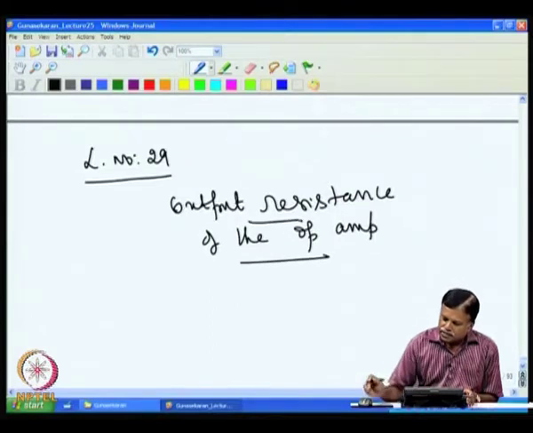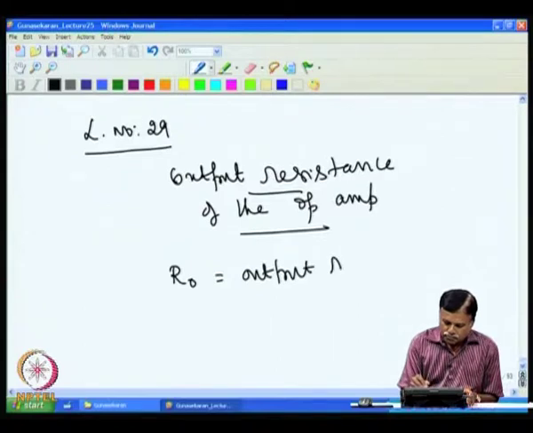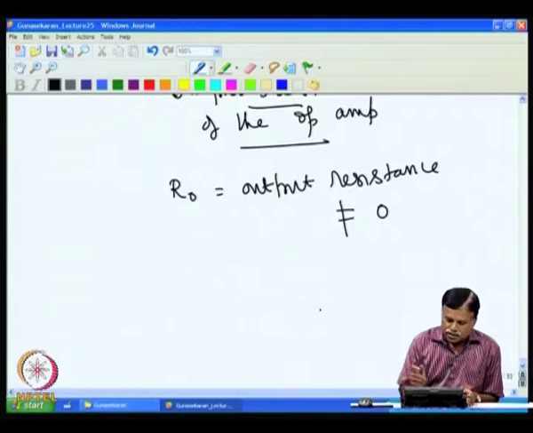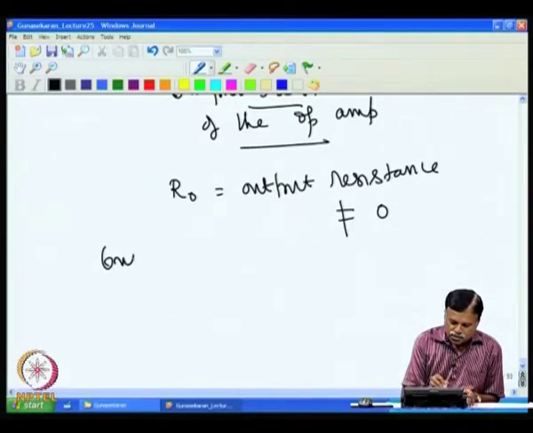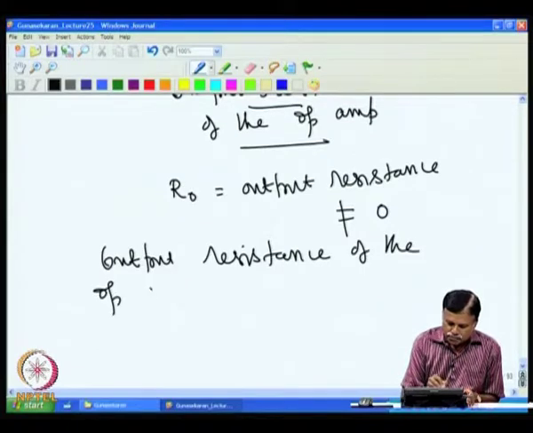The first thing is that conventionally they think that the output resistance of the op amp, which I call R0, the output resistance of the op amp, is taken as 0, but actually it is not 0. This is the thing that we want to say, that the output resistance of the op amp is not 0.